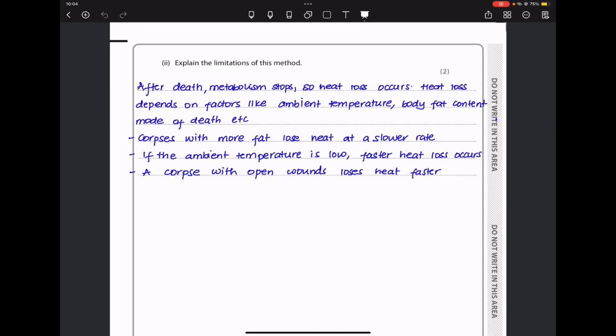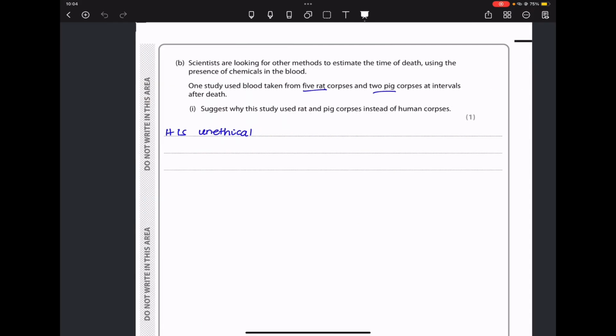Heat loss depends on factors like ambient temperature, body fat content, mode of death, and more. Corpses with more fat lose heat at a slower rate. If the ambient temperature is low, faster heat loss occurs, and a corpse with open wounds loses heat faster.